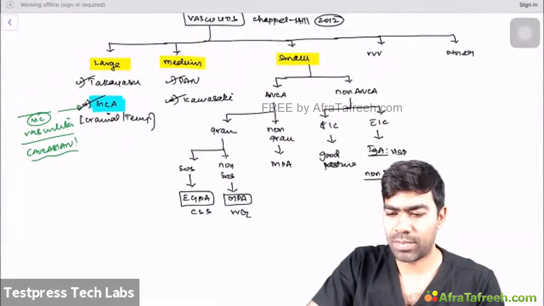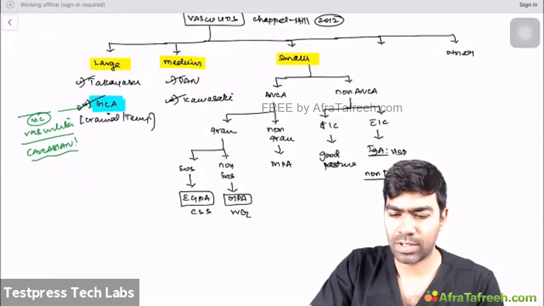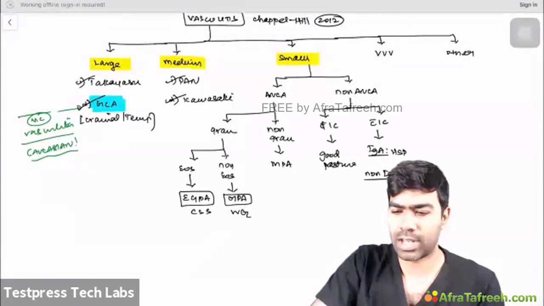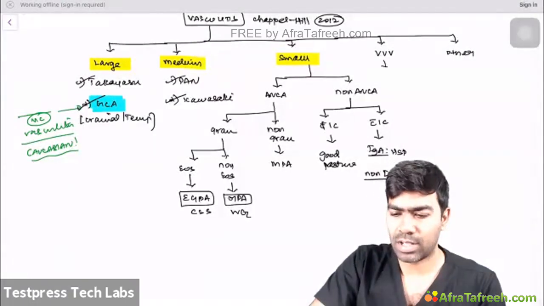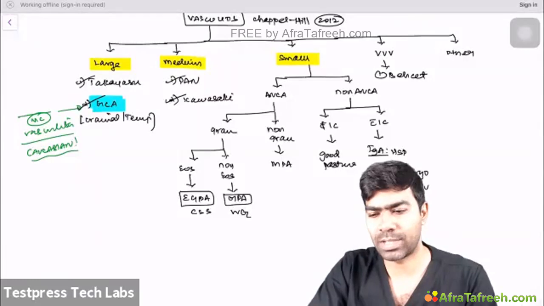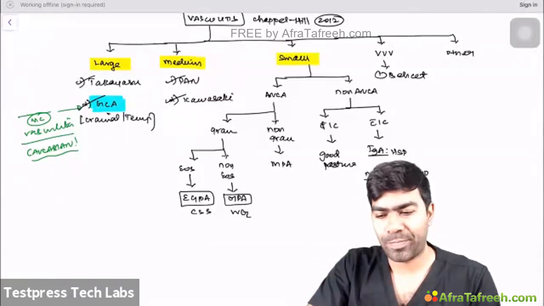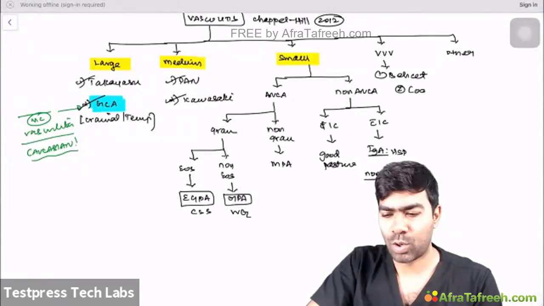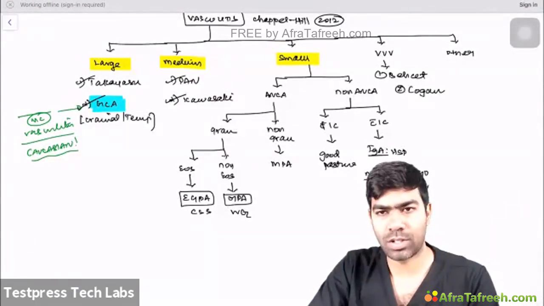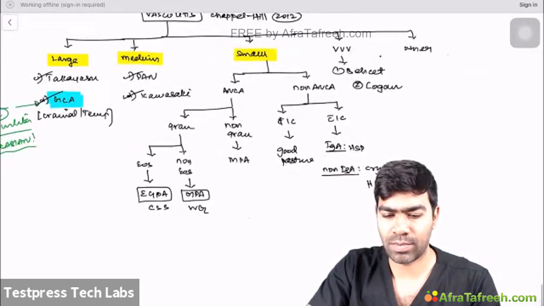As far as variable vessel vasculitis is concerned, you have two, which means it can affect vessels of any size. The number one will be Behçet's. I'm an Indian, so I'm pronouncing Behçet's this way, but ideally it should be pronounced Behçet. The second one is Cogan syndrome, which is also considered a variable vessel vasculitis, involving vessels of variable sizes.